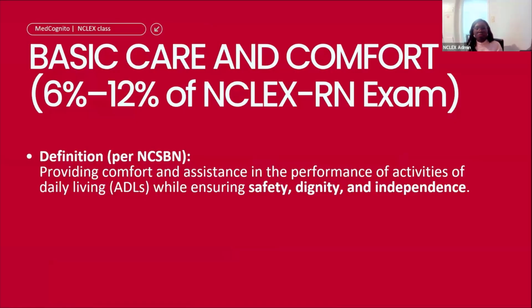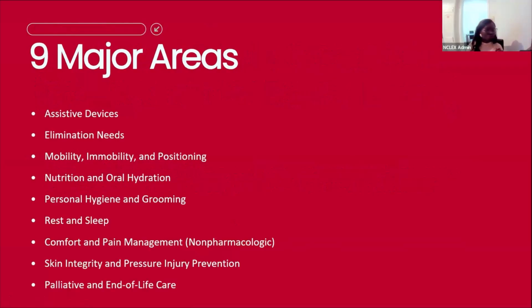And it's all about providing comfort and assistance in the performance of activities of daily living while ensuring safety, dignity, and independence. So these are the 9 major areas. Do well to write it in your notebook so that as you study, you check it and you know that you are covering basic care and comfort.